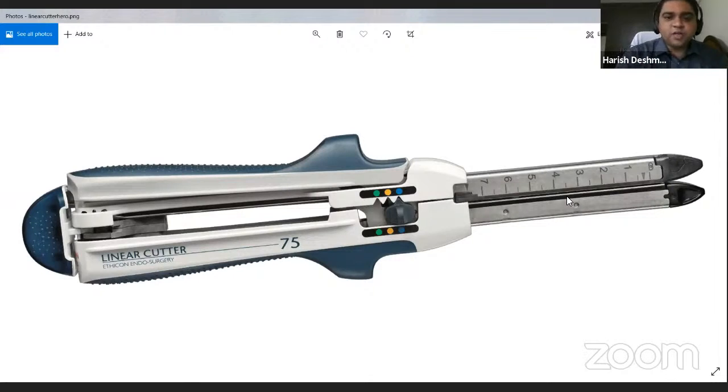And the plus point is you don't have to bother about the blue reload or green reload to be selected. Before firing, you can take a decision that you want to adjust it to blue, gold, or green. So based on the tissue thickness, on the OT table, you can decide which color you want. So you don't have to bother about the color selection here.